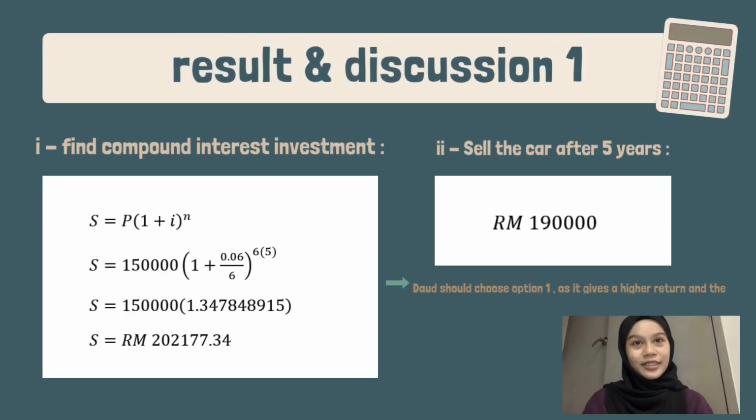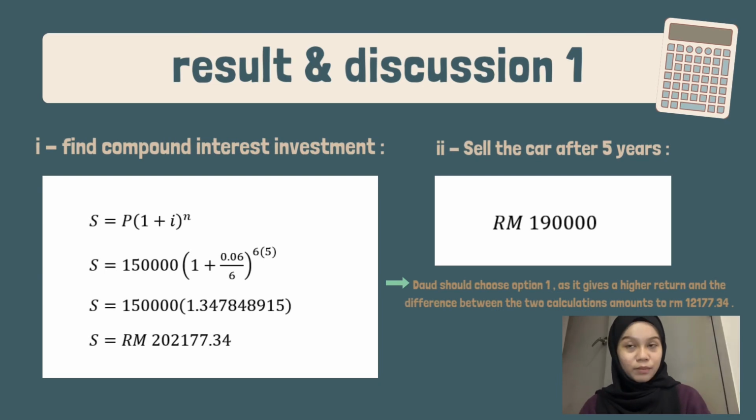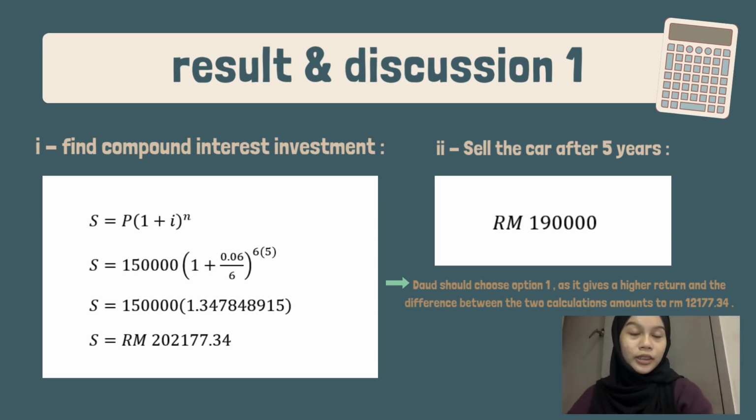Okay, so for the result and discussion, first we need to find the compound interest investment. We have the formula S = P(1 + i)^n. S = 150,000(1 + 0.06/6)^(6×5). So we get S = 150,000(1.34784891). After we total up, we get S = 202,177 ringgit 34 cents. For the second option, after selling the car for 5 years, Daud gets 190,000 ringgit.